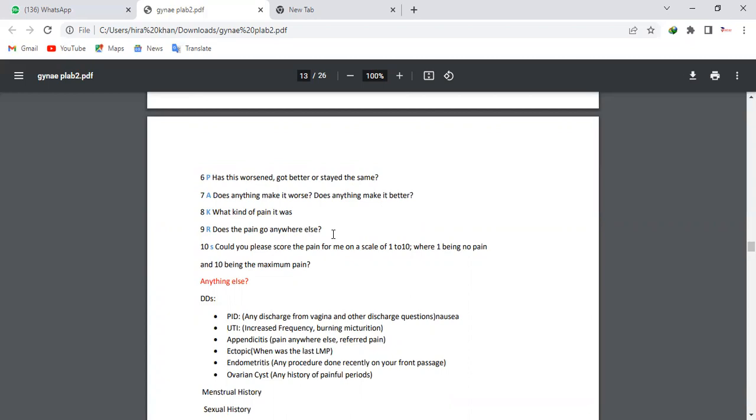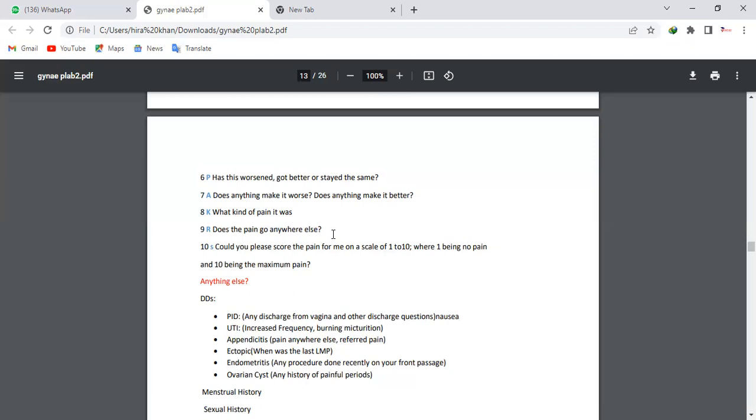Do you have any burning micturition? Because UTI can present in this case. Have you noticed the pain has been referred, like from where it started previously? Because in appendicitis, the pain starts around the umbilicus and then moves to the right iliac fossa. So you have to ask this. In the start, can you tell me from where the pain exactly started? Okay. And then ask, have you had any procedures on your front passage previously?